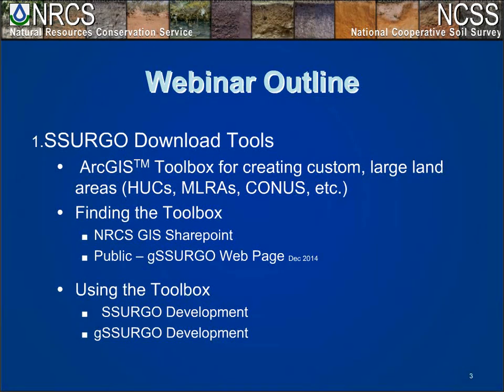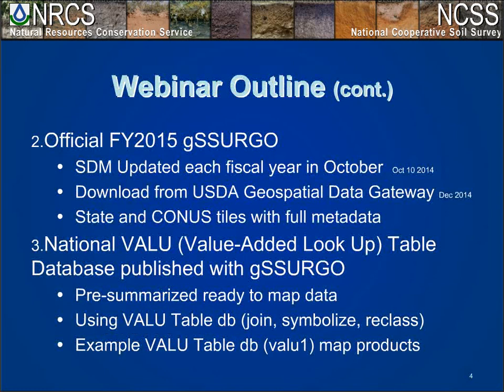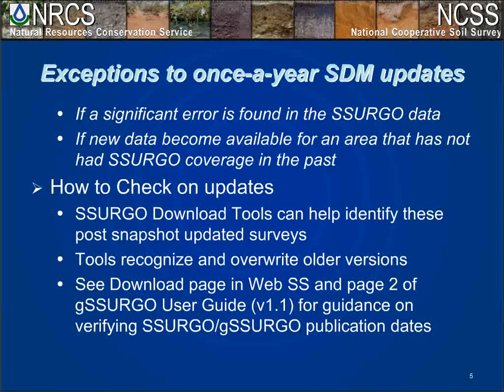And then Sharon's going to talk about the official gSSURGO product and talk a little bit about the official release of the data, because the last few years we have been trying to keep the updates to this data on an annual basis so people don't have to worry about continually having to check for new data. And then she's also going to talk about a very important product called the National Value Added Lookup Table Database, which is a companion database to the gSSURGO. And also going to discuss briefly some of the exceptions to those update rules.